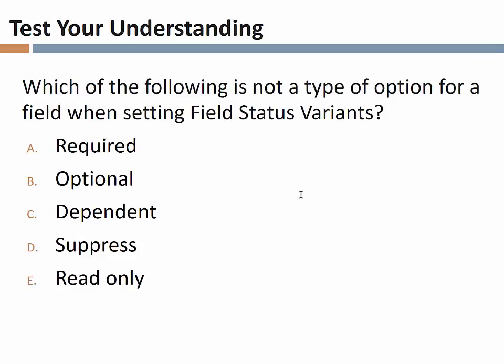Which of the following is not a type of option for a field when setting field status variants? Required, optional, dependent, suppress, or read only. Dependent doesn't belong. There's another choice there that's kind of tricky. What's the other tricky one? Yeah, read only is not really called read only, it's called display. But the one that definitely doesn't belong there is dependent. There is no such field status variant.